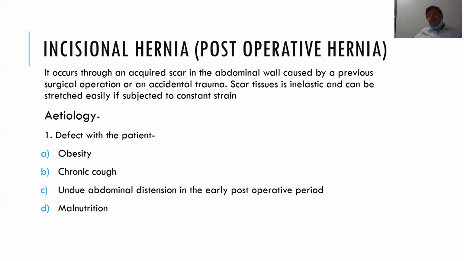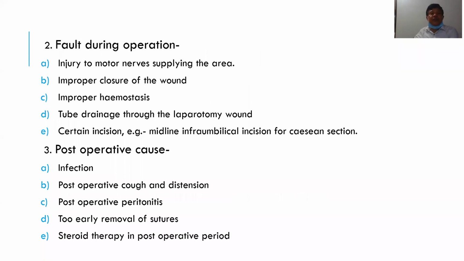That will also raise internal pressure, and that will help in stretching of the suture lines. Then patients with malnutrition, because there are so many factors which help in wound healing. So if the patient suffers from malnutrition, then wound healing will be defective, and whatever scar tissue forms will also be weak. As a result of that, the hernia may occur.